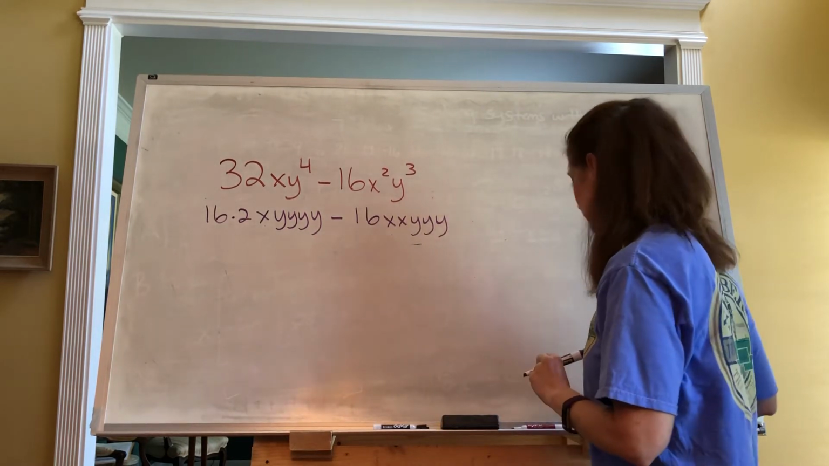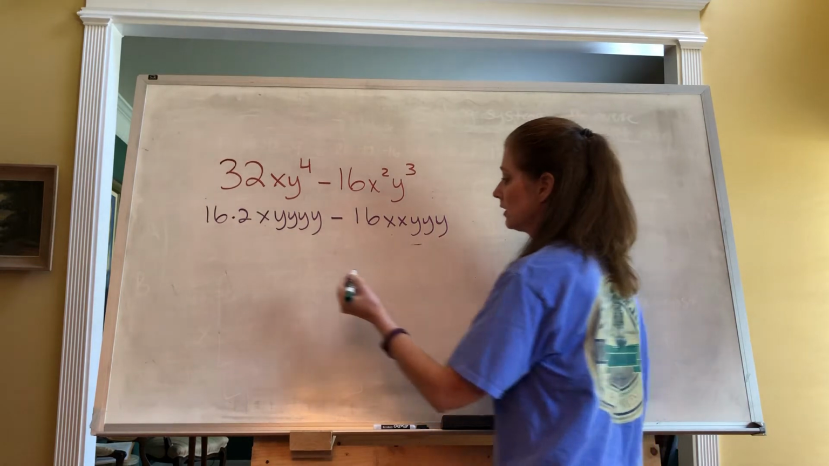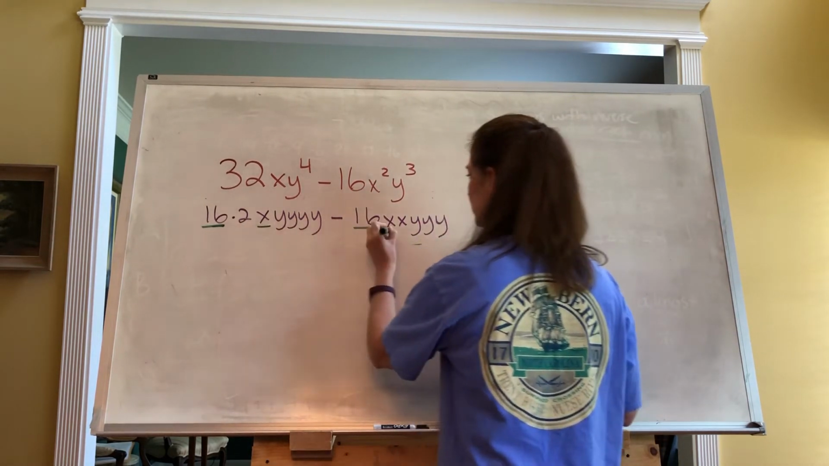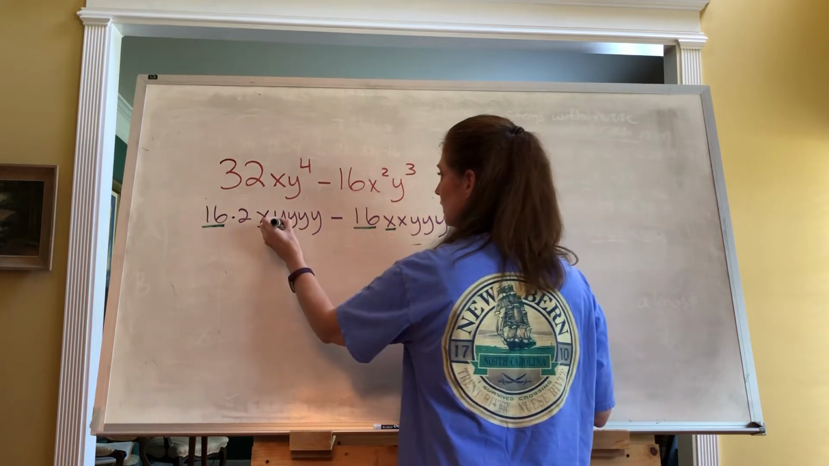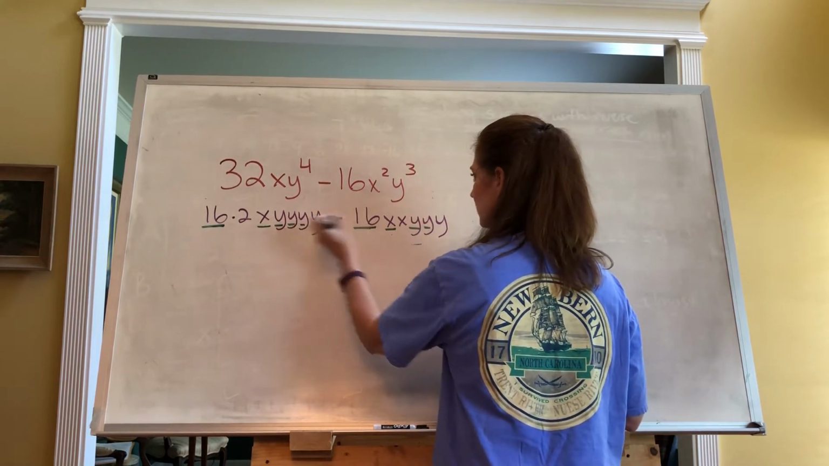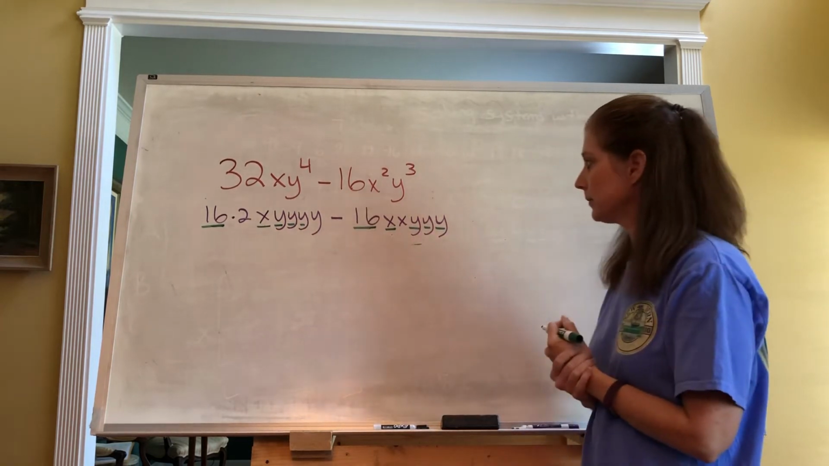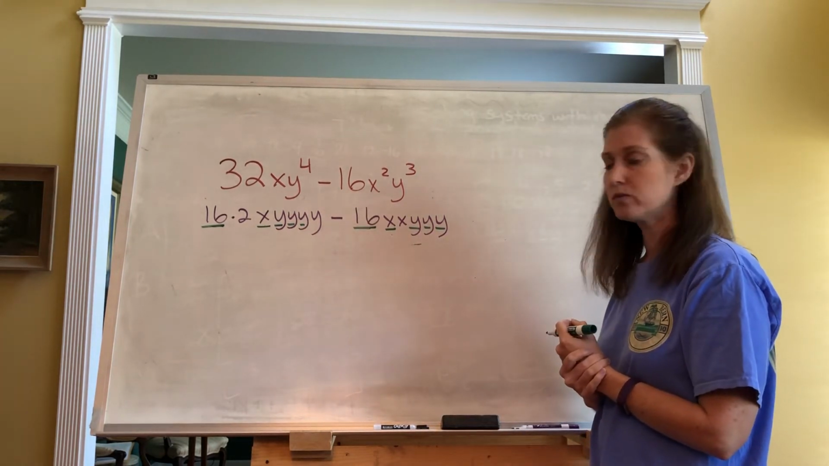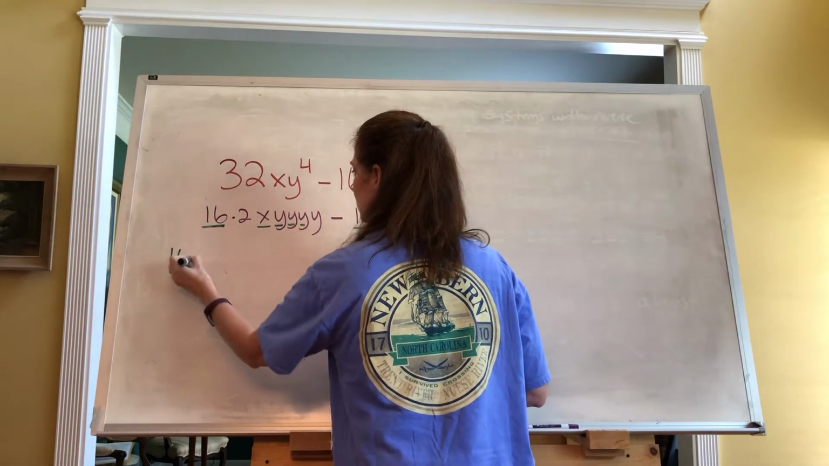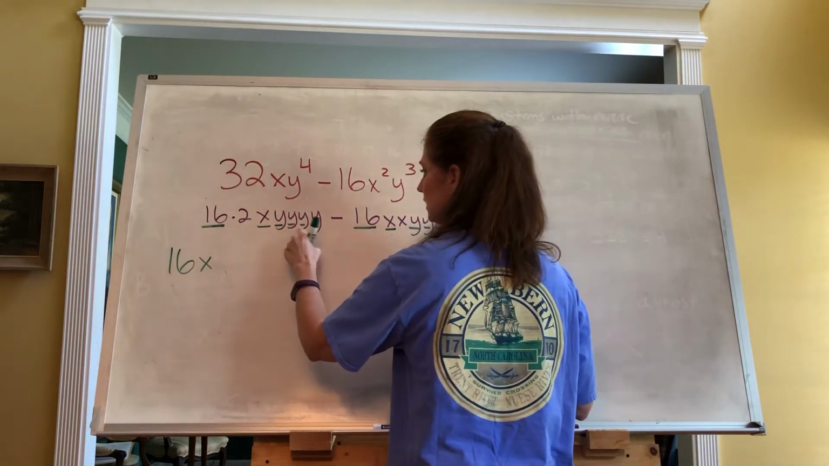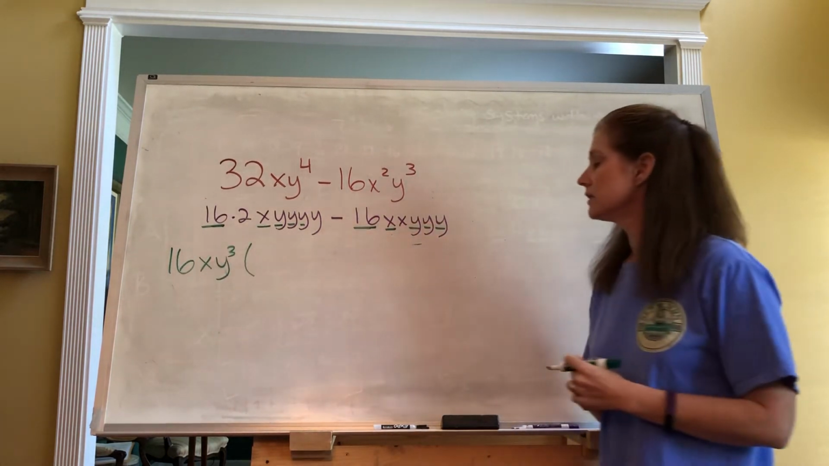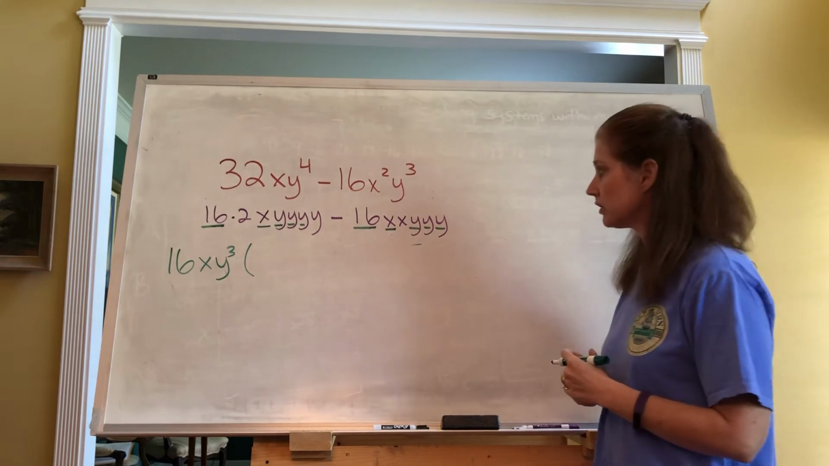All right, so looking to see what we have in common. I've got the 16s. I have an x here and one here. I have a y and another one and another one. Okay, so that's going to be my greatest common factor. I have 16x, 3 y's, so y cubed. So that's what is coming out of both of those terms.